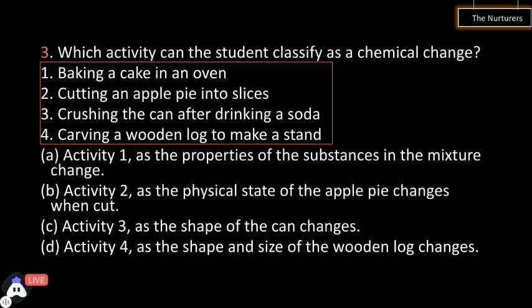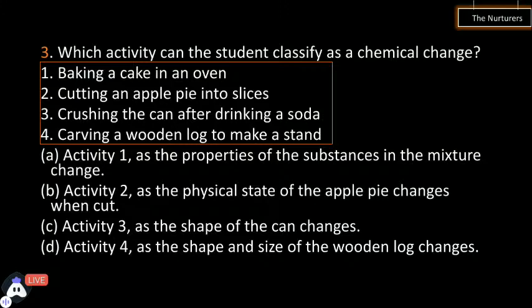Moving ahead to the next question. Which activity can the student classify as a chemical change? The 4 options which you can see are baking a cake in an oven, cutting an apple pie into slices, crushing the can after drinking a soda, carving a wooden log to make a stand. So which of the following is the chemical change?